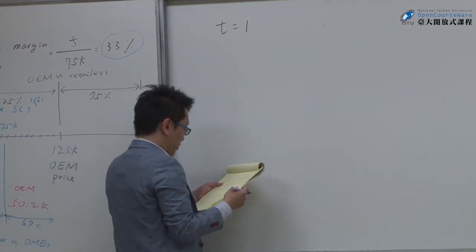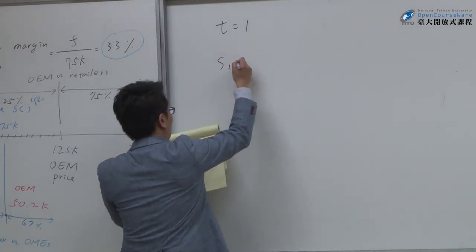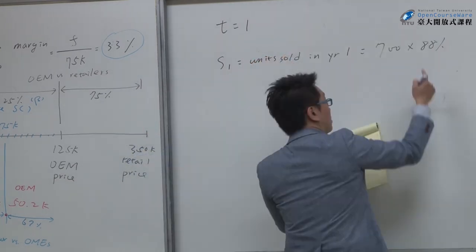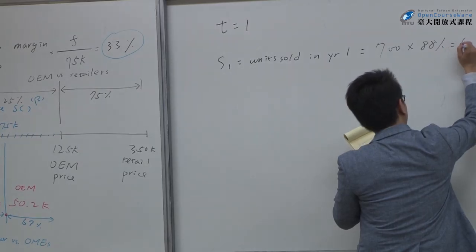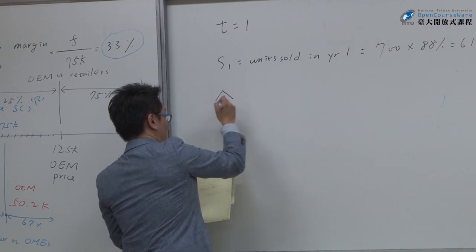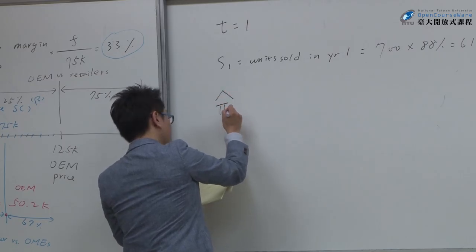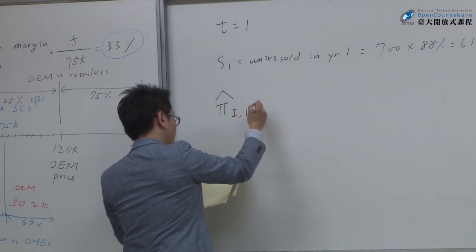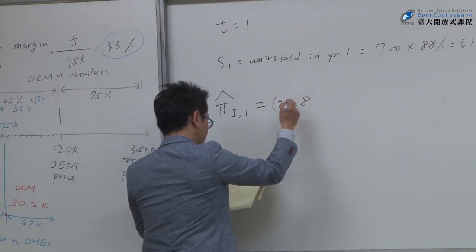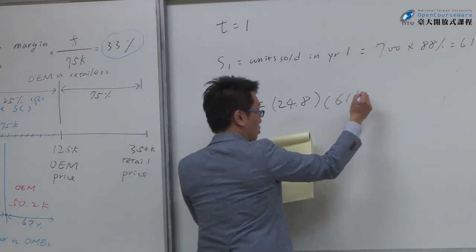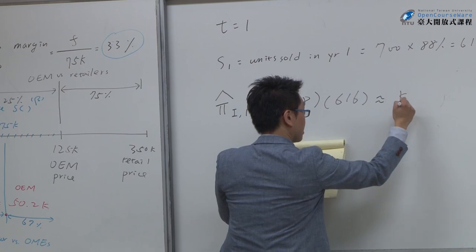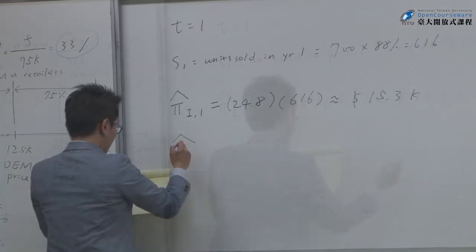And we want to calculate market share. S1 is the units sold. We have 88% for the new product in the first year, so we sell 616 units. From this licensing fee, the innovator will get the value appropriated as 24.8K, the licensing fee, times the total units sold by OEM. And this roughly will be 15.3K.